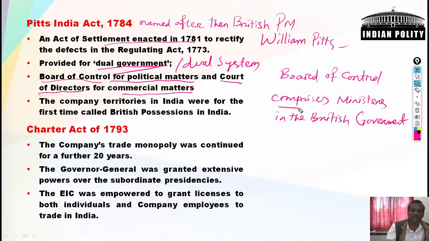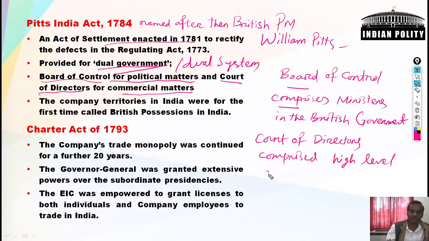So political matter direct British government ने तैयार किया, और जो that is what court of directors comprised high level company officials. Okay, that means political matters were undertaken by the British government. Okay, and company territories are now called British possessions.